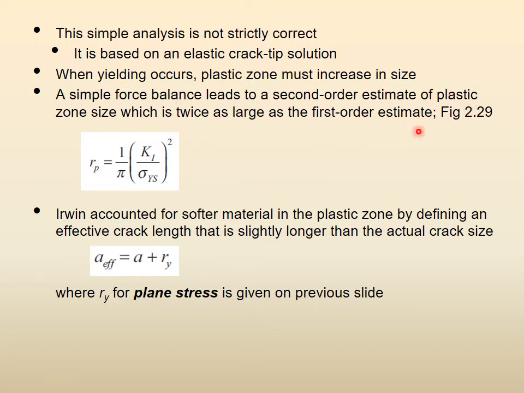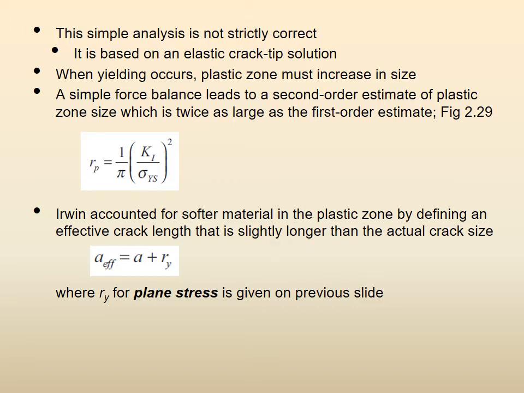We will show you in the figure very soon. So the first equation was the previous one, the Irwin equation, and a corrected second order estimate is this one. Irwin accounted for softer material in the plastic zone by defining an effective crack length that is slightly longer than the actual crack size. This is a very important concept which you should try to understand right now.